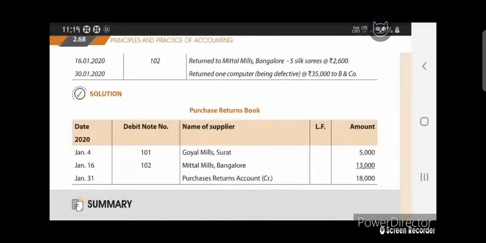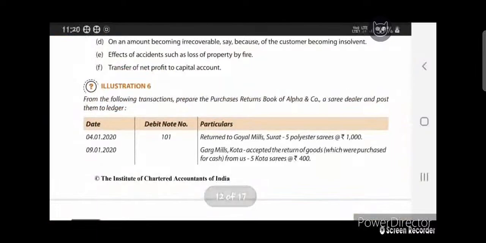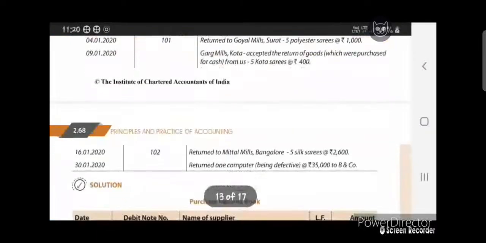On 16/1/2020, note 102, return to Mithal Mills, Bangalore, 5 silk sarees at ₹2,600. On 31/1/2020, return of one computer at ₹35,000. Now the debit on January 4th is note 101. So to Goyal Mills, Surat you have given ₹5,000 as purchase return. ₹5,000 is the returned amount, the purchase return.